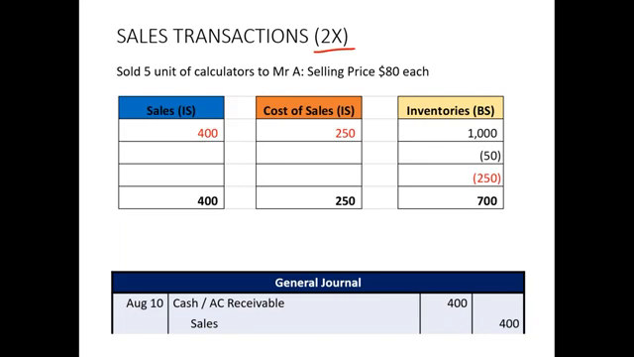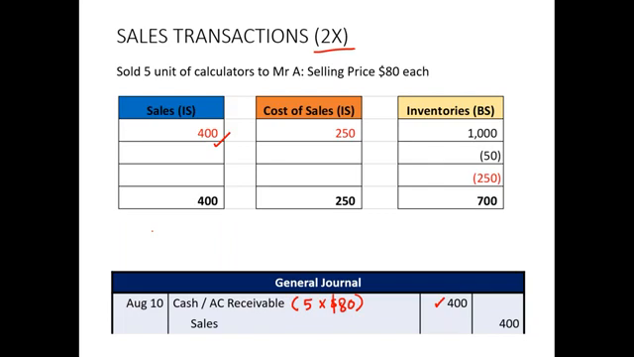Number 1, for example, if we sold the item on credit, they're not paying us, so we're going to debit our accounts receivable by 400. How do I get this 400 figure? That is 5 units multiplied by $80 each. This is my revenue or selling price. If I receive cash, I'm going to debit my cash. Otherwise, debit accounts receivable by 400. And I'm going to record this as my sales or my revenue, 400.